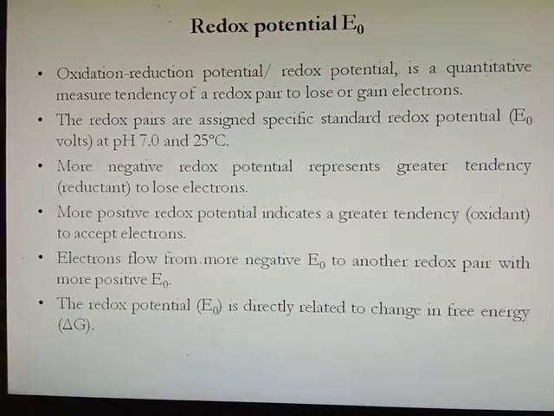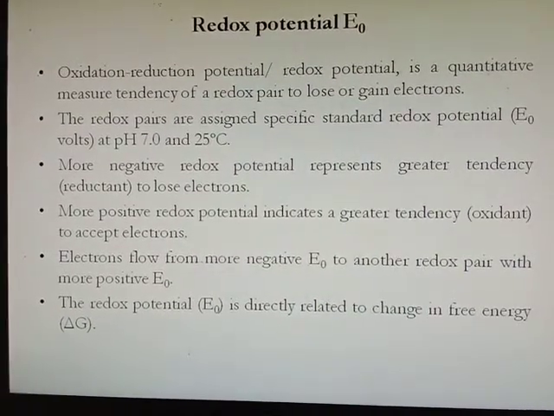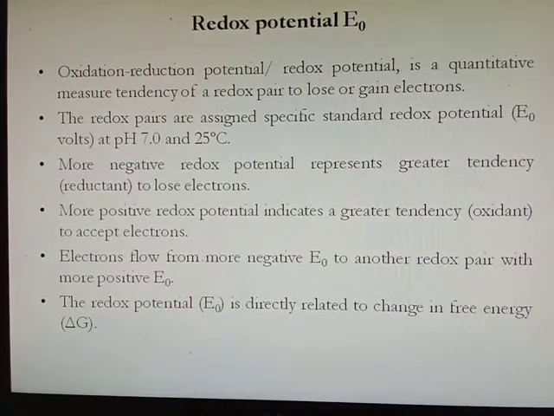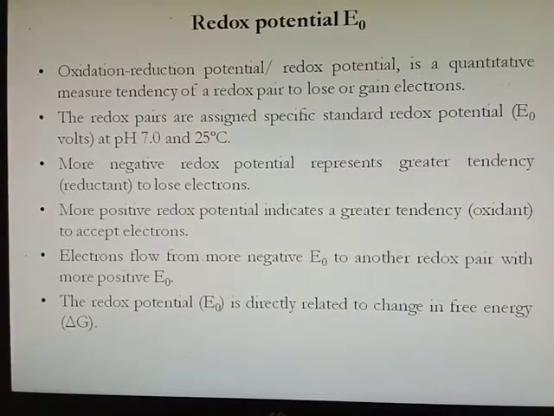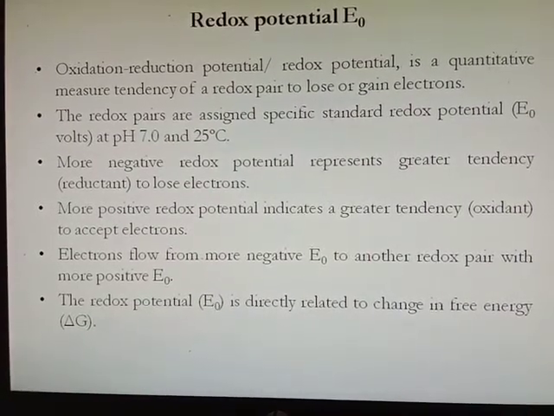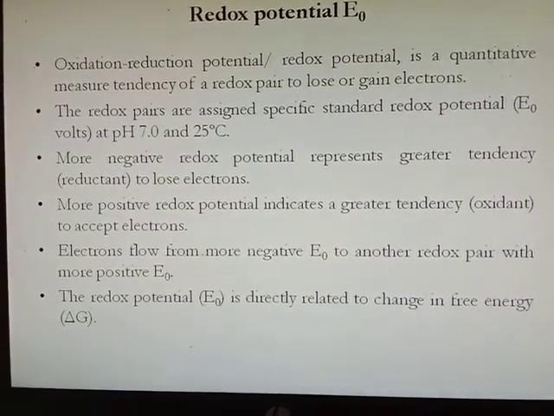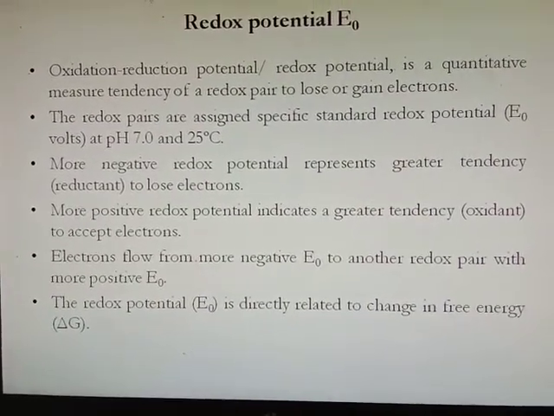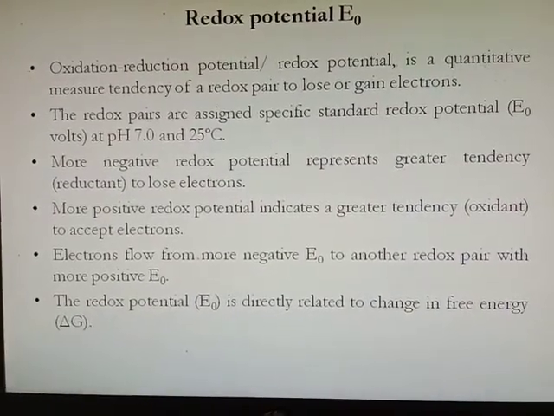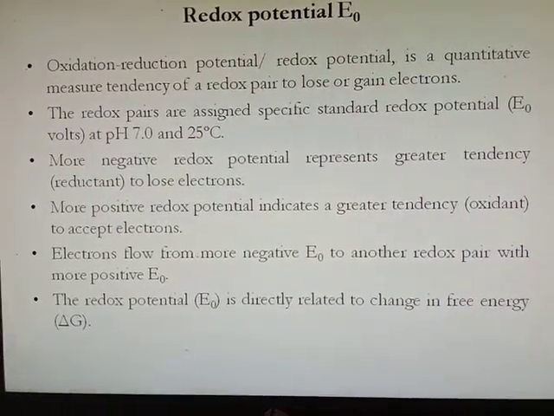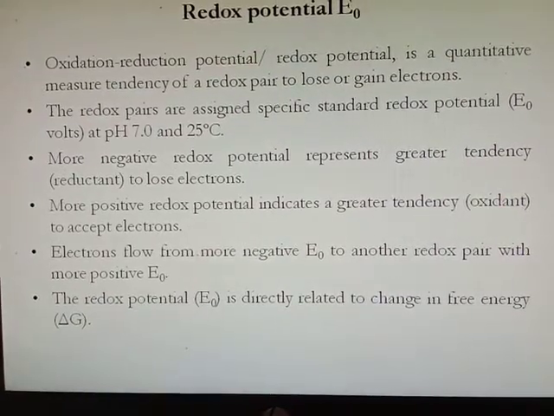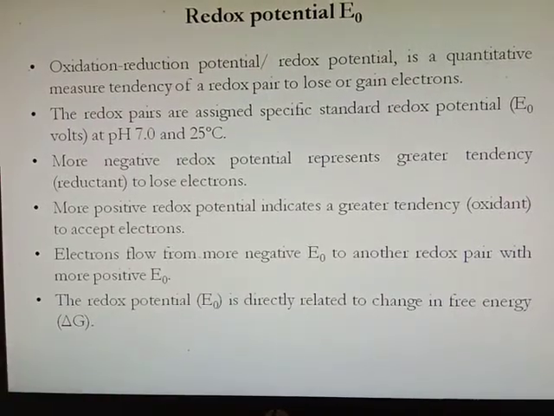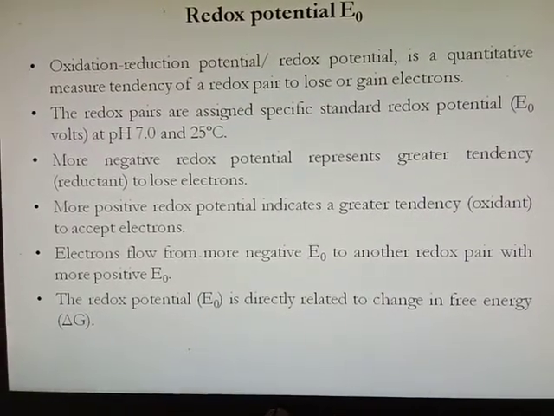So we will see what is meant by redox potential. Oxidation or reduction potential is a quantitative measure of the tendency of a redox pair to lose or gain electrons, meaning whatever pair is involved in the oxidation reduction reaction, one molecule has a tendency to donate the electron and one molecule has the tendency to gain the electron. The redox pairs are assigned specific standard redox potential at pH 7 and 25 degrees Celsius.